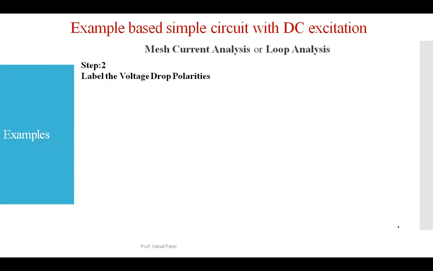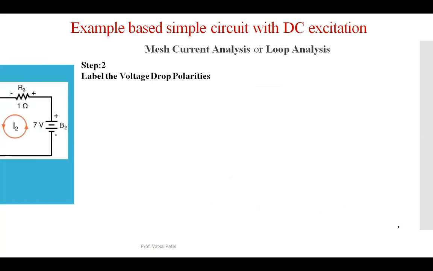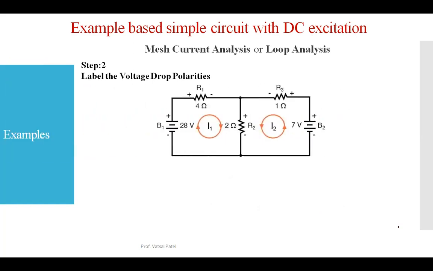Second step, we have to label the voltage drop polarity. This thing we already discussed in your previous example also, that whatever the elements are given, we have to assign the polarities. So you can see across the battery, across the resistance, we assign the polarities. Then we apply the loop method or the current analysis method here.